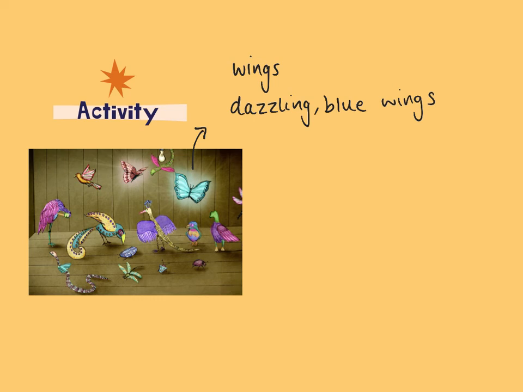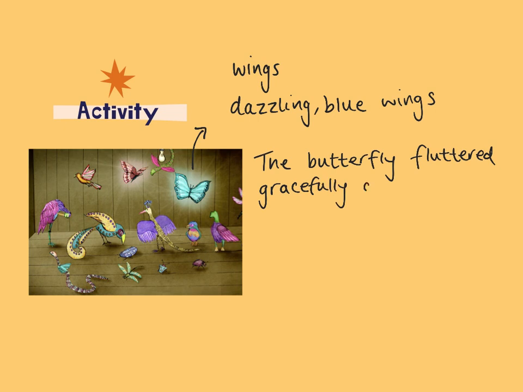P5, I'm looking for you to extend it further. So what is the butterfly doing with these wings? So you might say the butterfly. And then how do butterflies move with their wings? They fly. I'm going to go with flutter. I like flutter as a verb. The butterfly fluttered. And then you might even include an adverb there. Fluttered gracefully or beautifully, gently, anything like that. Gracefully across the room with, and then I can use that little phrase, dazzling blue wings.